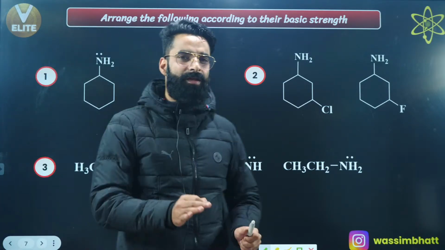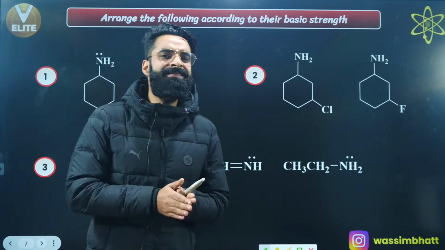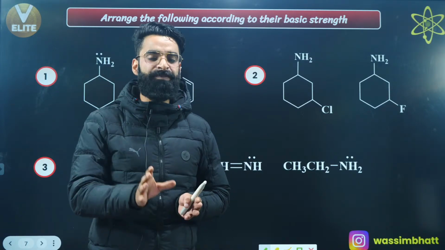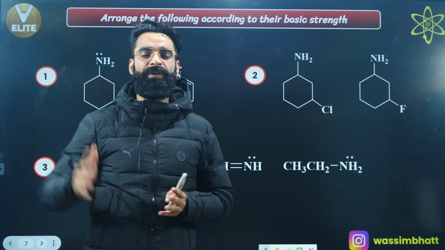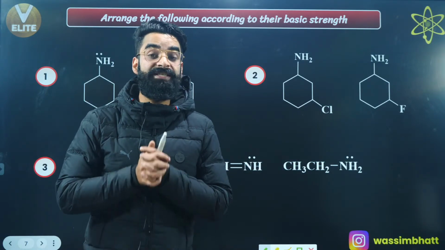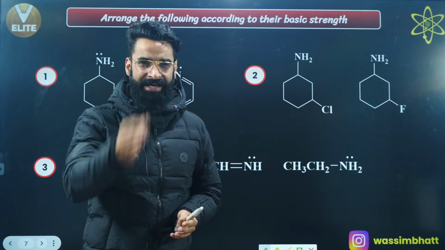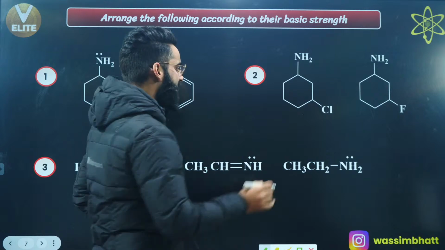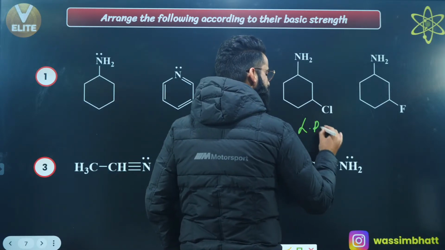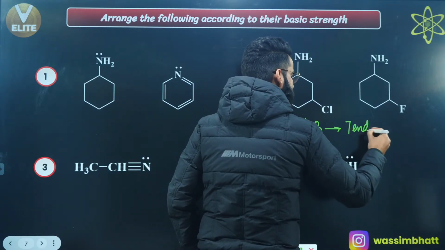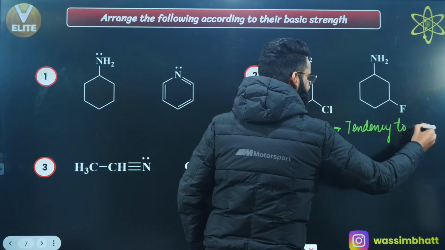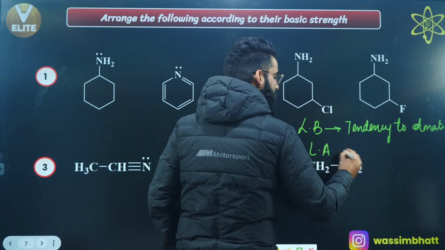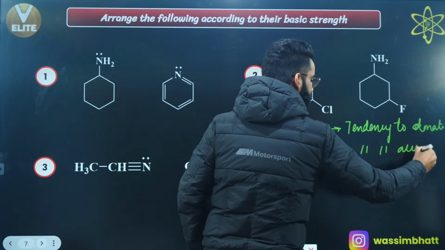People, any species which has got the tendency to donate a lone pair of electrons is called a Lewis base. And any species which has got the tendency to accept a pair of electrons is something which we call a Lewis acid. So I want you guys to remember it from now onwards. Lewis base is the one which has got the tendency to donate a pair of electrons, right? And Lewis acid is the one which has got the tendency to accept a pair of electrons, right?